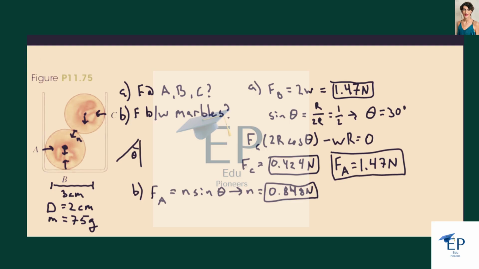Now, instead, you could use the fact that the vertical forces must sum to 0. It's a little bit more things to write down, but you could do it this way. Minus N cosine theta equals 0. And then solving that, you find the same force.